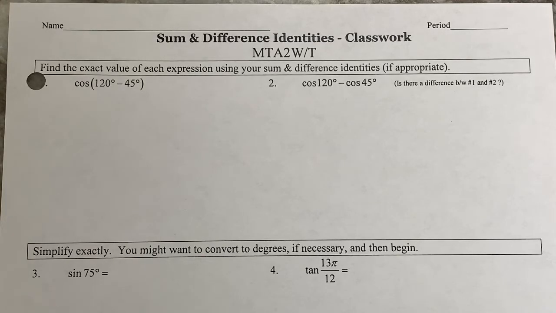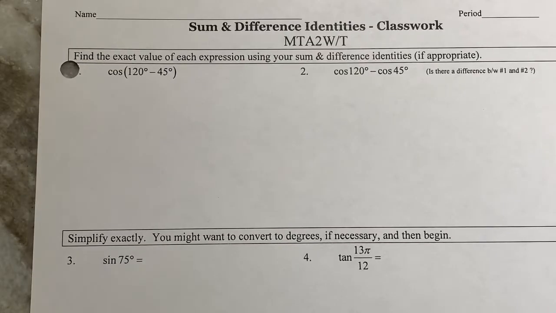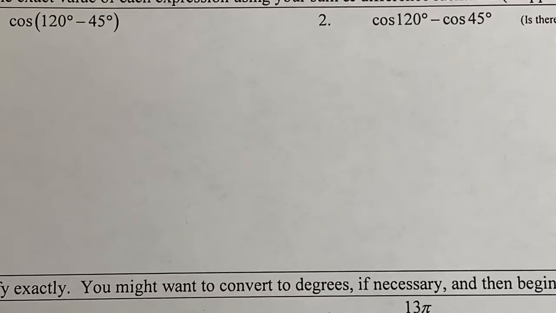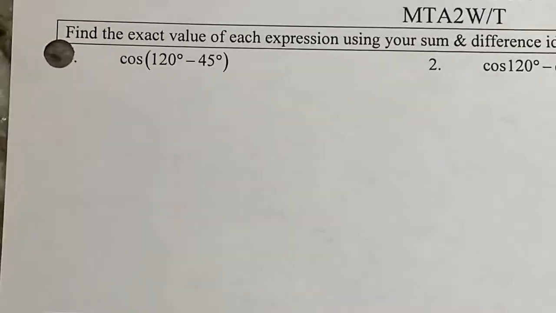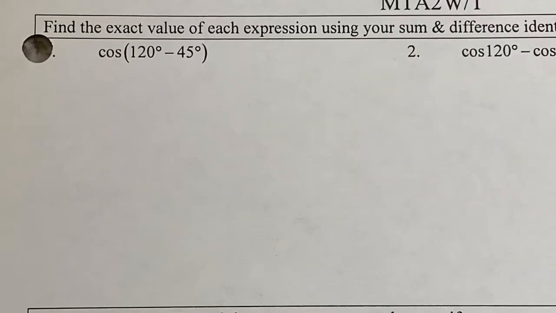The first one that I want to look at is number 1. Again, I'm going to zoom in a little bit on this. It wants me to simplify cosine of 120 minus 45. Now, a lot of people would look at this and say, I can just subtract those two numbers, and when I do, I get cosine of 75. And that's right. But the problem is you're not going to have a calculator on this test.